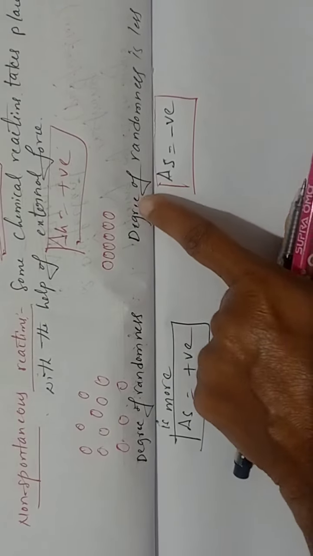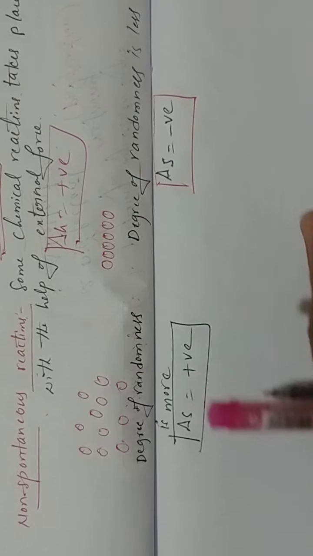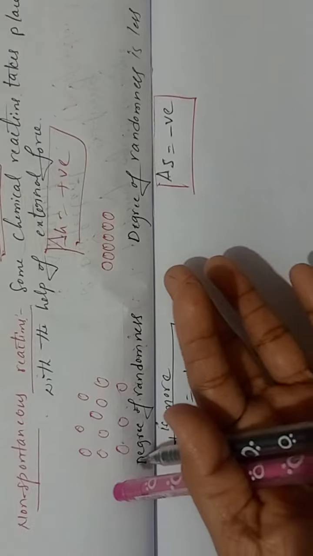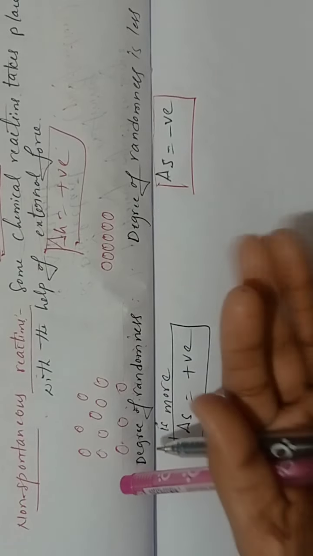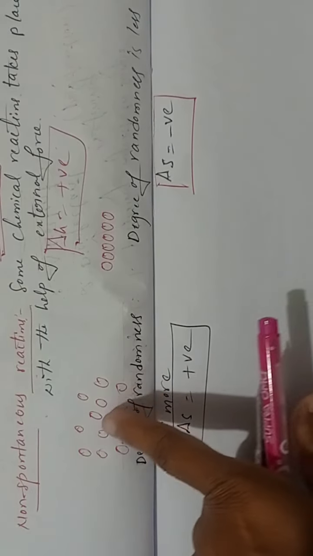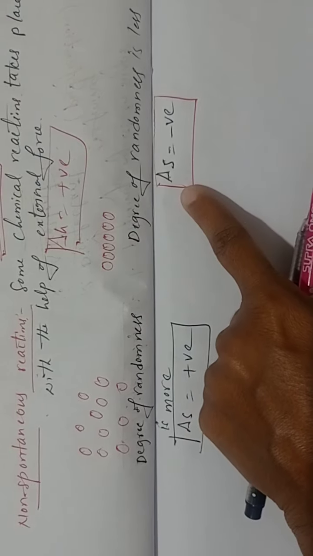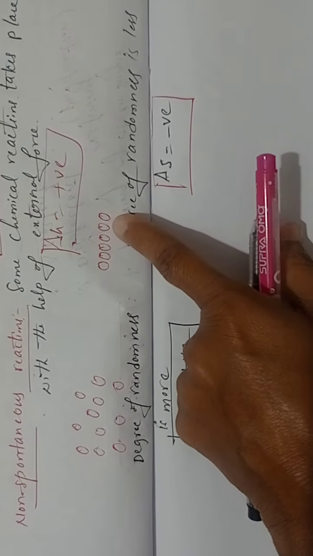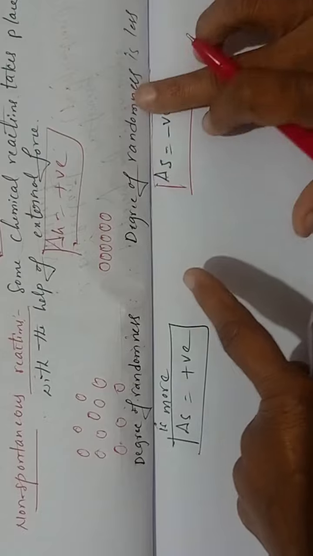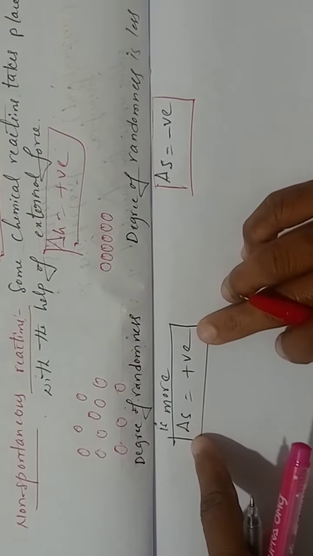Clear? If degree of randomness is less, what is entropy, students? That is randomness, degree of randomness, or disorderedness. Here disorderedness is more. Here disorderedness is less. So that's why the molecules are arranged in order. That means here the randomness is less, that's the delta S value negative. If degree of randomness is more, delta S value positive.